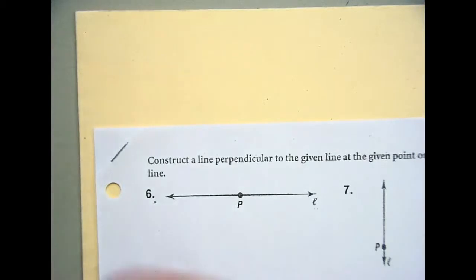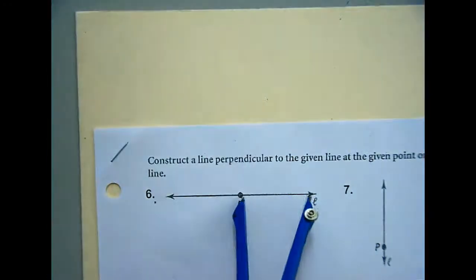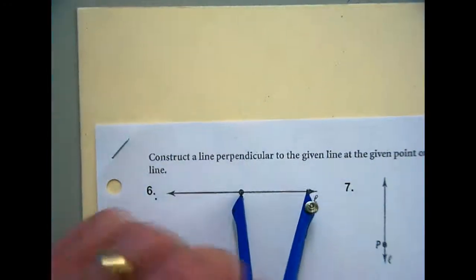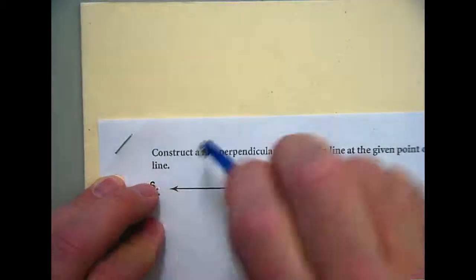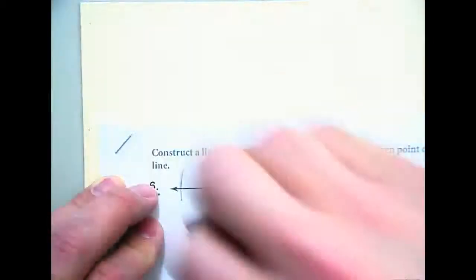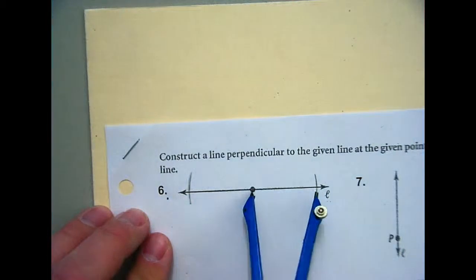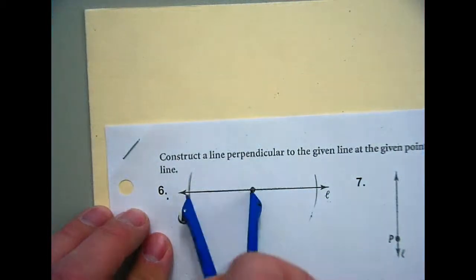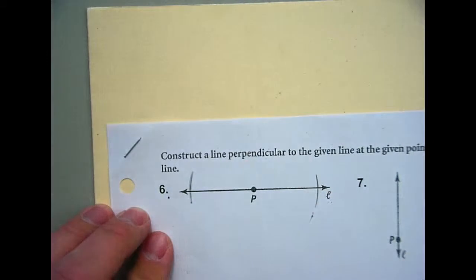First step, take your compass and set it on point P and make an arc on both sides of the line. Same length away from P. Doesn't matter how far, just make sure it's the same on both sides. That is number 1.